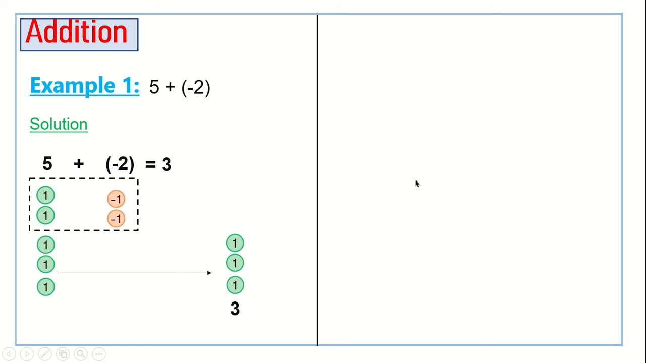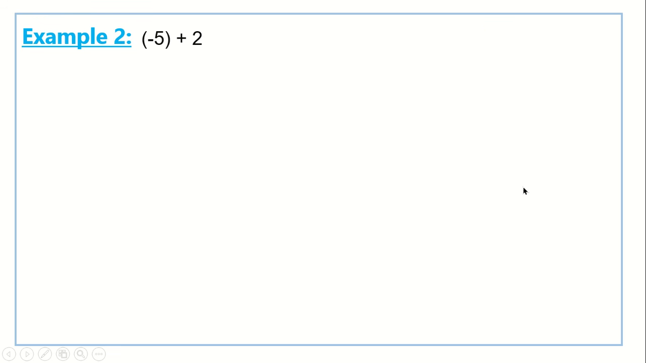Actually, this can also be seen in this way. If I have positive and negative, it will actually give me a negative. So, this is the same as 5 minus 2, which is 3. We'll look at another example.